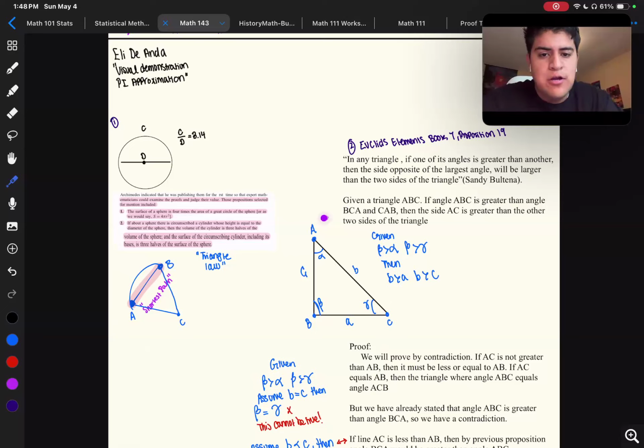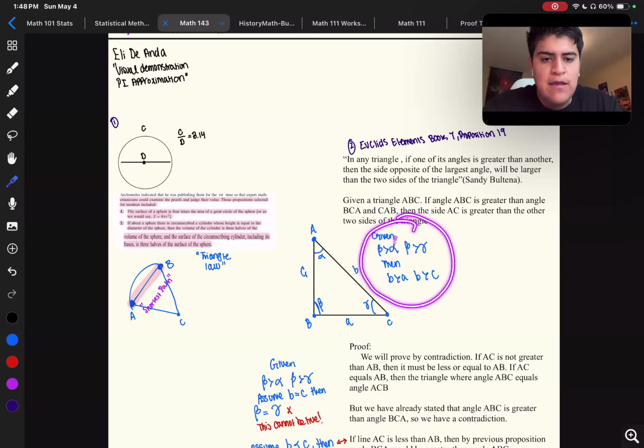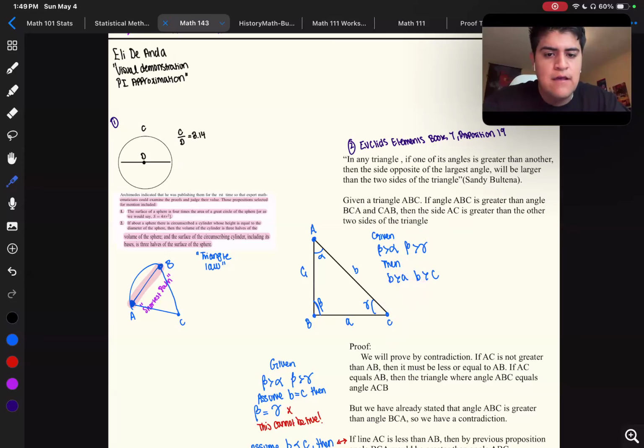So here we're given triangle ABC. If angle ABC is greater than angle BCA and angle CAB, then the side AC is greater than the other two sides of the triangle. So this is the information we're given right here: beta is greater than alpha and beta is greater than gamma. Then B must be greater than A and B must be greater than C.